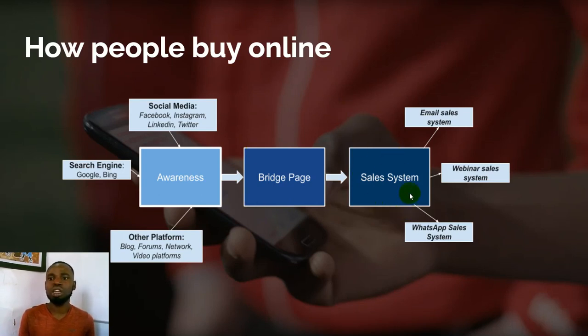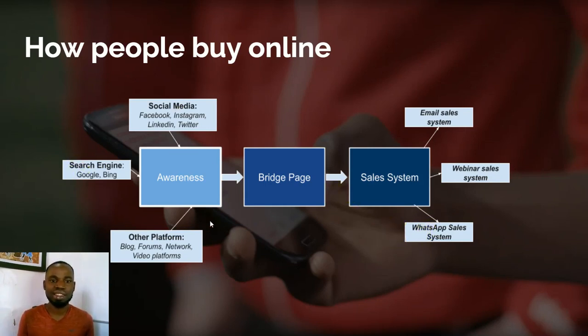When it comes to systems, there are different sales systems you can deploy. You can use email, or a webinar sales system, whereby you take them to a video where they have a face-to-face interaction with you live. Email is whereby you get their email address and you can sell to them through subsequent campaigns. And WhatsApp is whereby you get their phone number and you can bring them to a group or interact with them personally in a one-on-one chat. So this is the process people take to buy online.